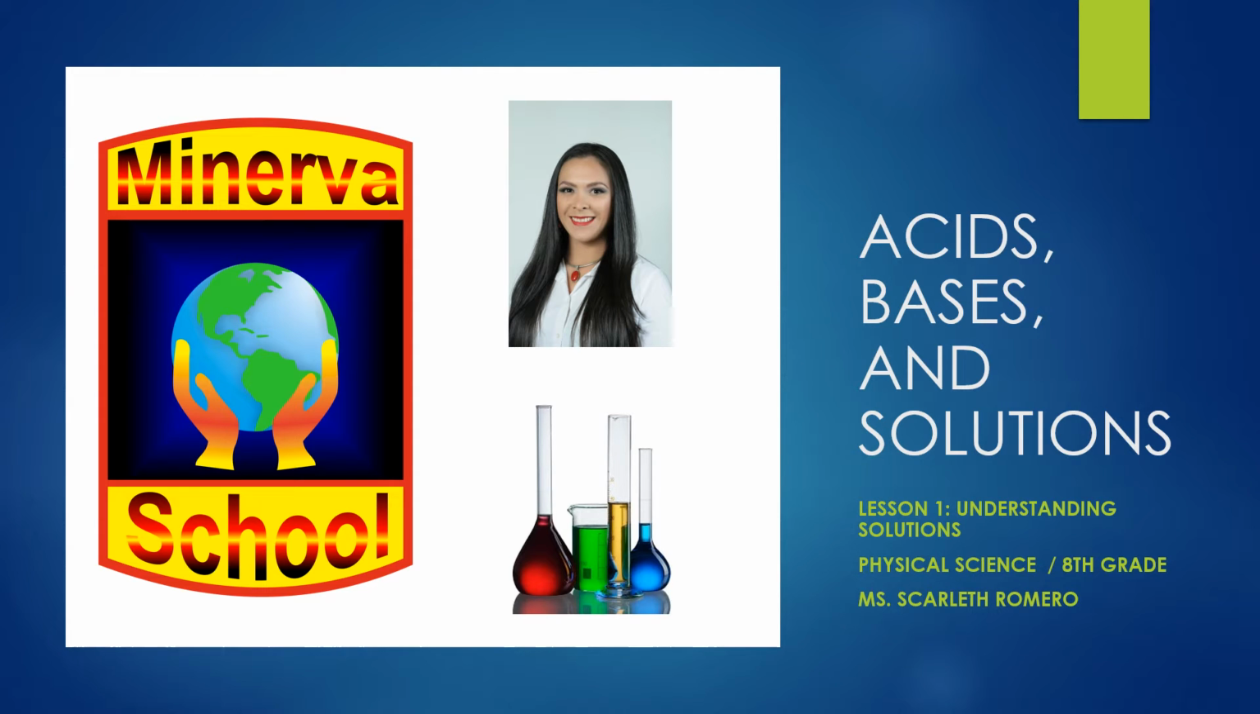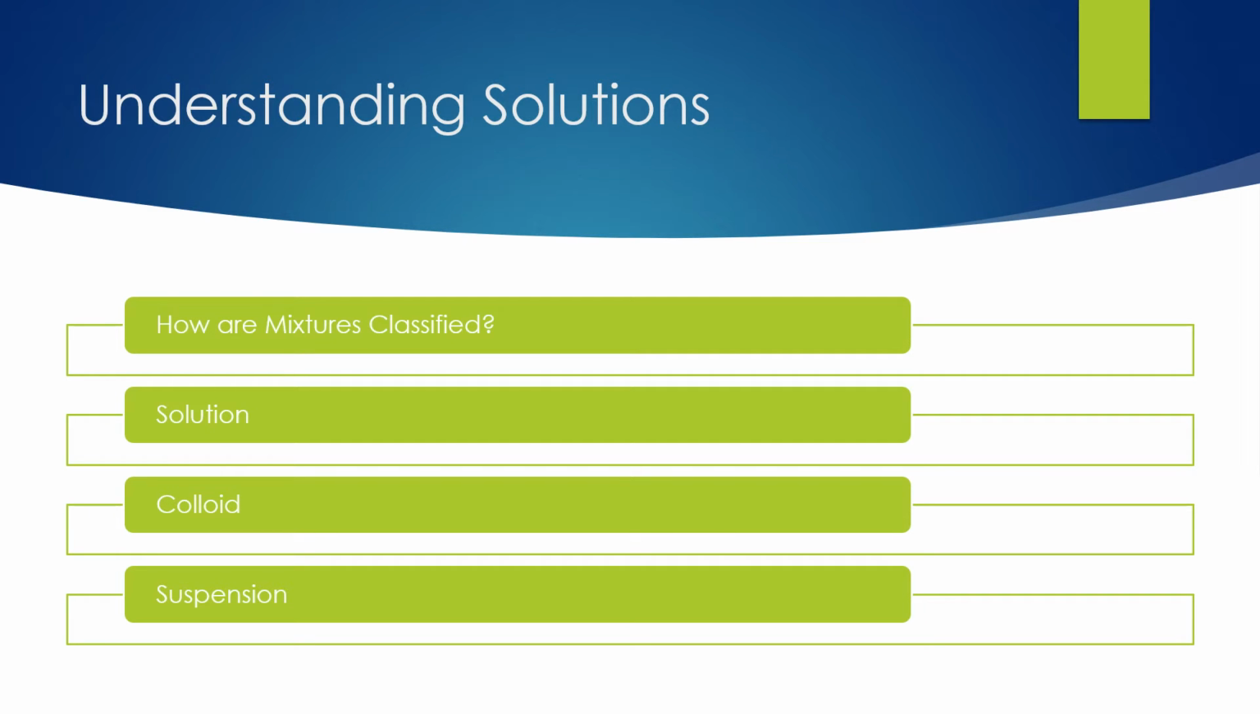Chapter number 6, lesson number 1, in this case, acids, bases, and solutions. And our first lesson is understanding solutions. So to understand solutions, first of all, we have to know the different types of mixtures. The mixtures, well, we can classify them as solutions, colloids, or suspensions based on the size of their largest particles.